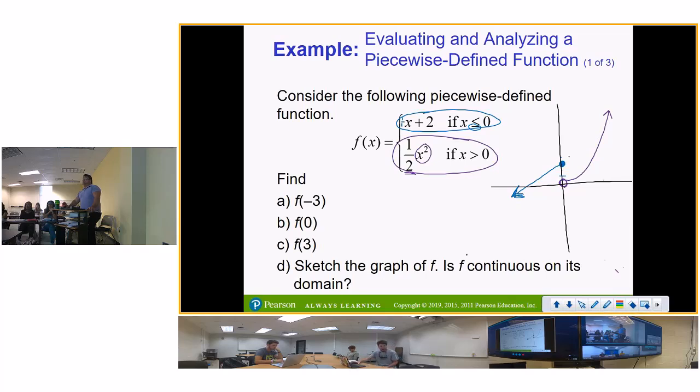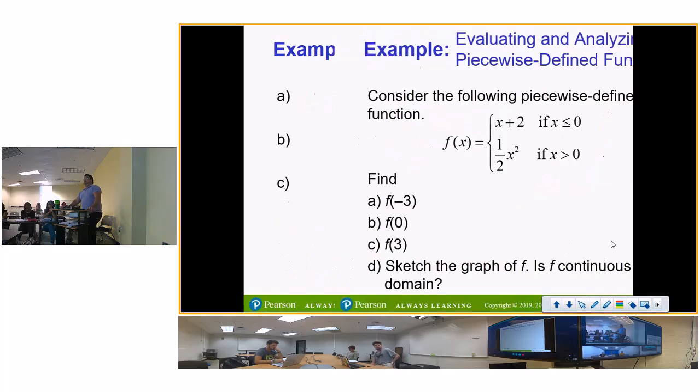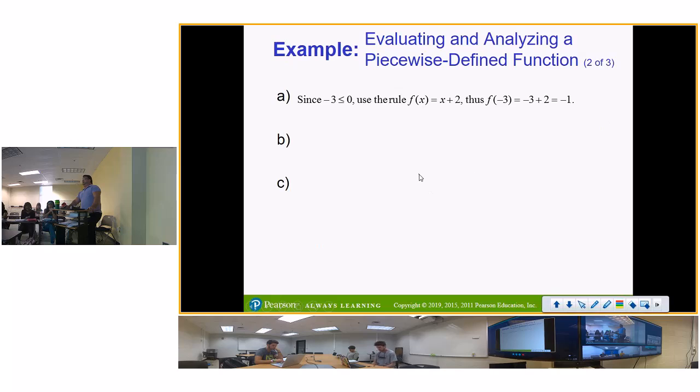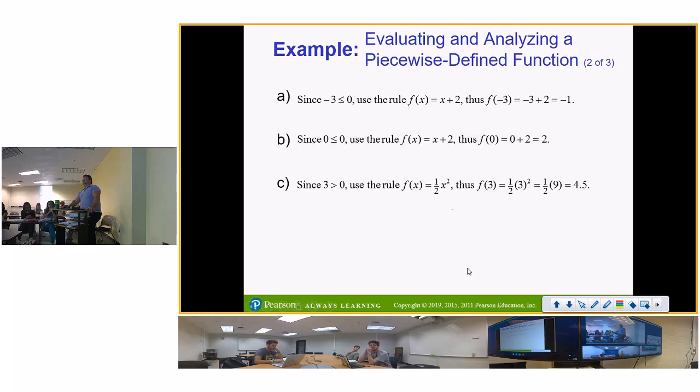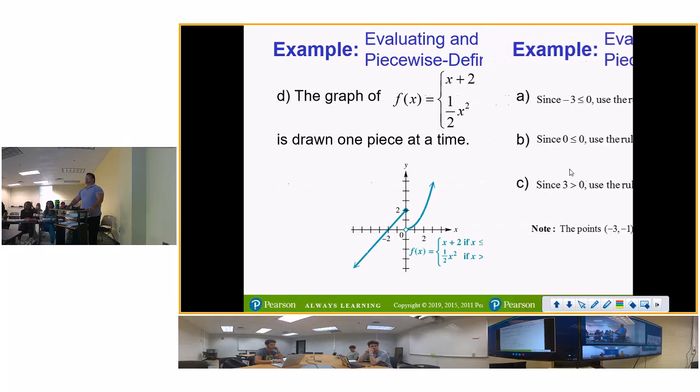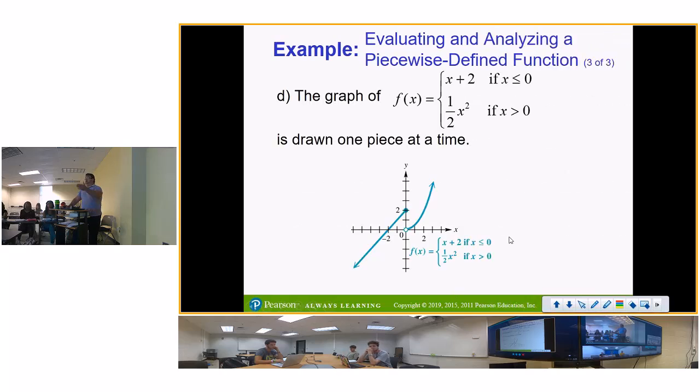Sketch the graph to C, but we've already done that. So I'm going to hit enter and see what their graph looks like. Got negative 1, we got 2, and we got 9 halves, which is 4.5. And they're going to graph it, and there it is. And look, it is the same as the one we got. It's a mirror.